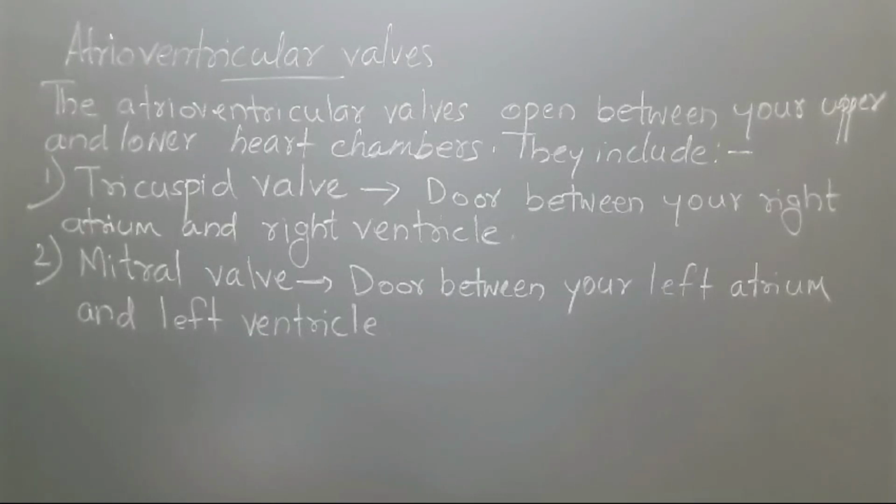So there are 2 atrioventricular valves, the tricuspid valve and the mitral valve. The tricuspid valve is the door between the right atrium and right ventricle. The mitral valve is the door between your left atrium and left ventricle.